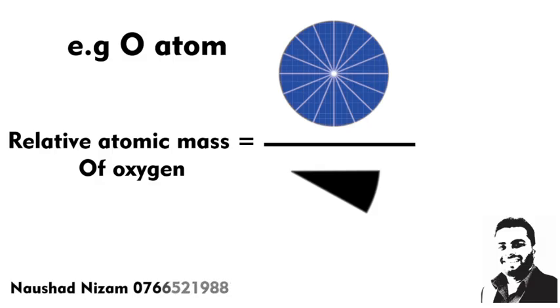So this is the concept they came up with. So they found it is 16. So this 16 is called the relative atomic mass. So there is no unit for this atomic mass.